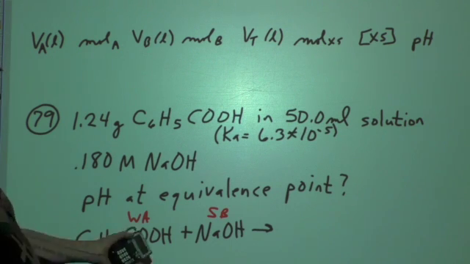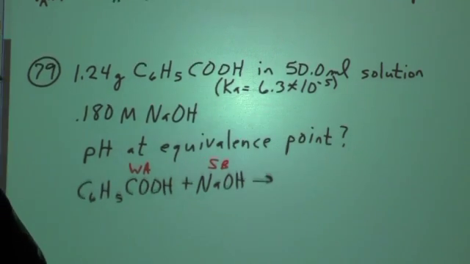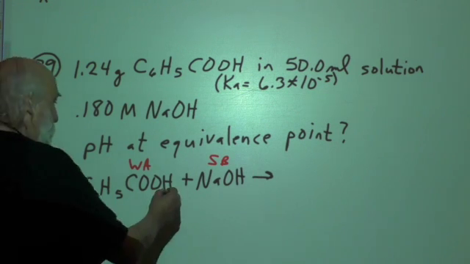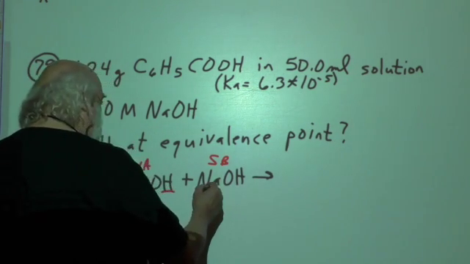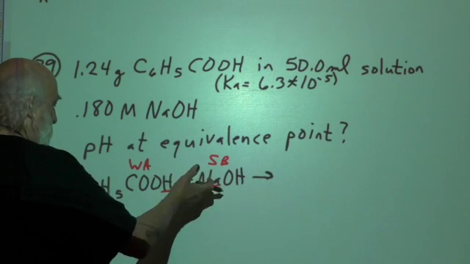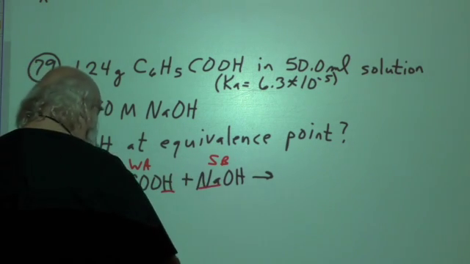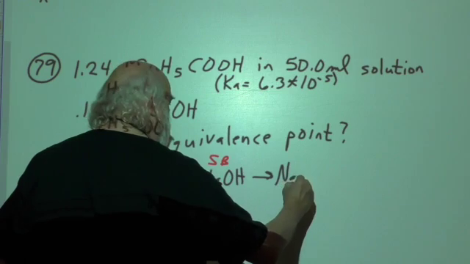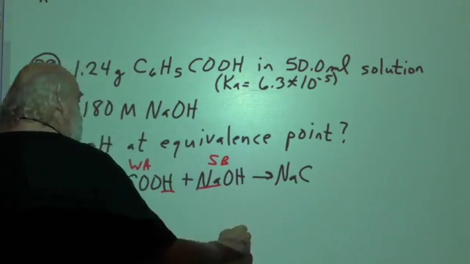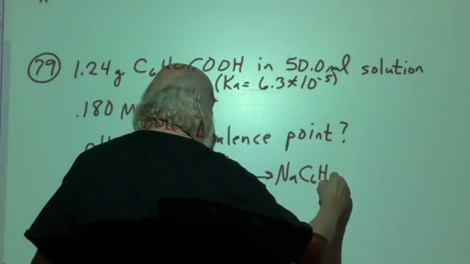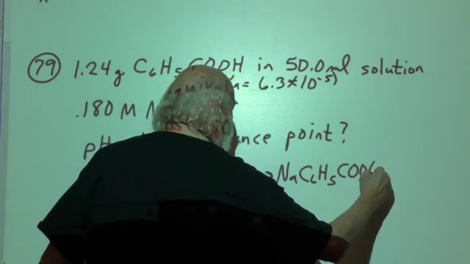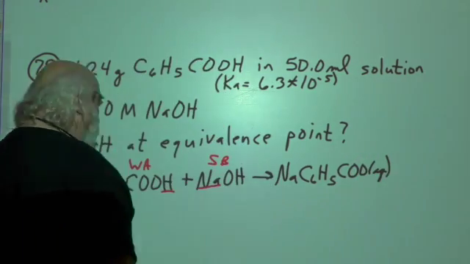Okay, so the reaction here is this. If we go ahead and do the double displacement reaction for that, this H and this Na are going to switch places, but I'm going to put the Na in front. So this will be Na C6H5COO aqueous.